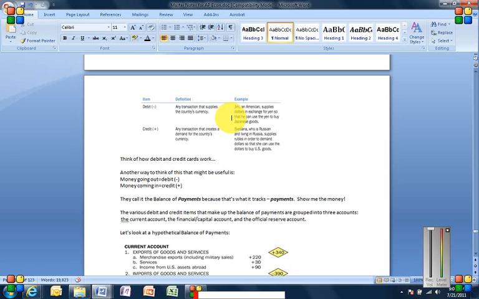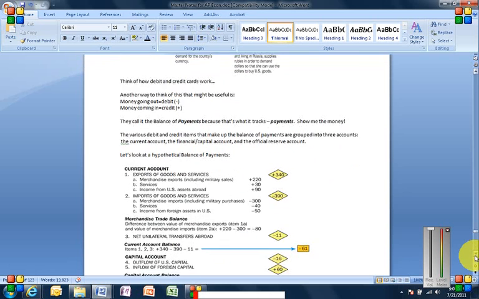So the various debit and credit items that make up the balance of payments are grouped into three accounts. The current account, which is the first one, the financial account, which up until a couple of years ago used to be called more commonly the capital account, but know both of those terms. It's the financial or capital account, and then the official reserve account. Let's look at a hypothetical balance of payments.